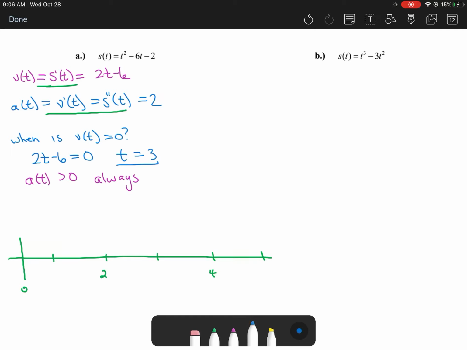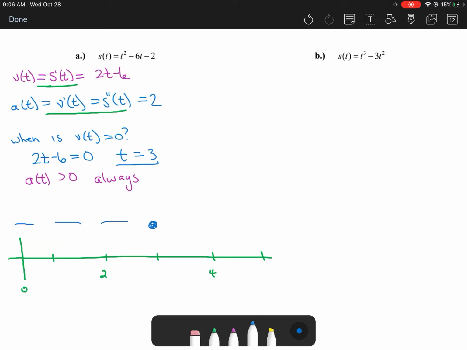So let's start with velocity. Velocity at 3 is 0, so I'm going to put a little 0 up here to notate that. I'm going to do velocity on top, acceleration on the bottom. Now I'm concerned, is it going to be positive or negative? So I'm going to pick a value less than 3, and an easy one is 0. I plug it into my velocity function, plugging in 0 into 2t minus 6. I get negative 6. That is a negative number. So anything to the left of 3 is going to be negative.